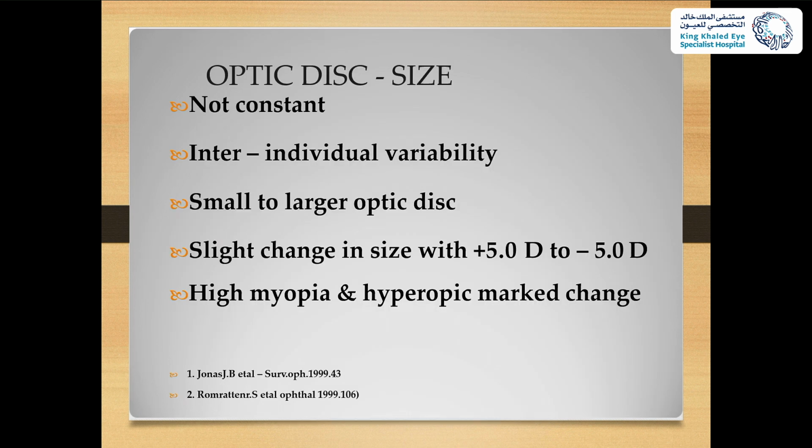Optic disc size is not constant between people. It's different from one to another, with very much individual variability. It varies from small disc, regular size disc, to large disc. Slight changes in size we can detect with plus 5 or minus 5 diopter lenses. High myopia and hyperopia usually affect the disc. Usually in myopic patients we have a larger disc, and in hyperopic patients a smaller disc.